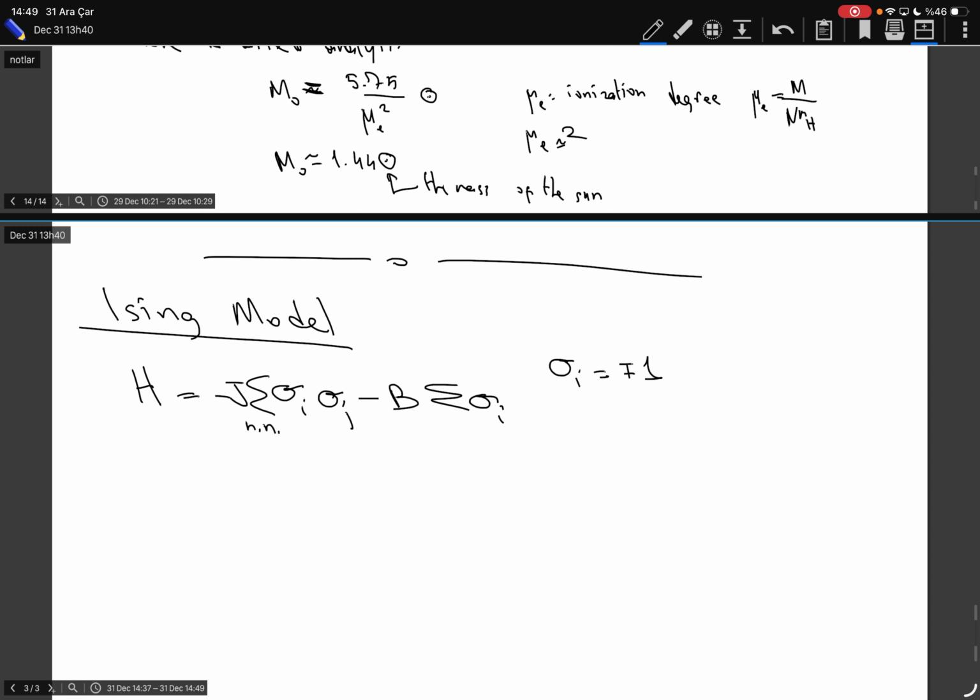Now, paramagnetism is in fact mainly related with this part, whether the spins try to align with the magnetic field or in the opposite direction. This interaction part is what makes it a ferromagnet. Because if J is positive, what it will do is, well, in fact, if J is negative, this is not a paramagnet, it's an antiferromagnet. J is positive. If J is negative. J is usually positive.